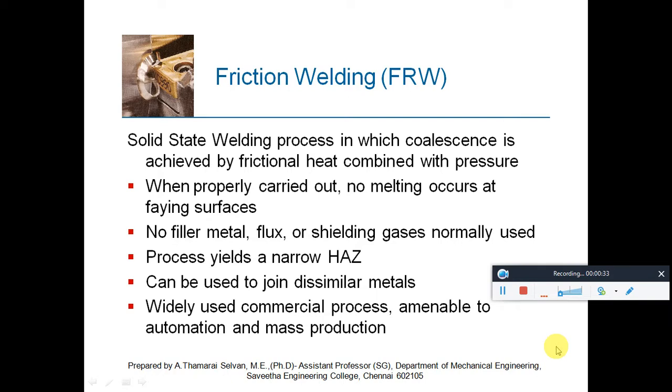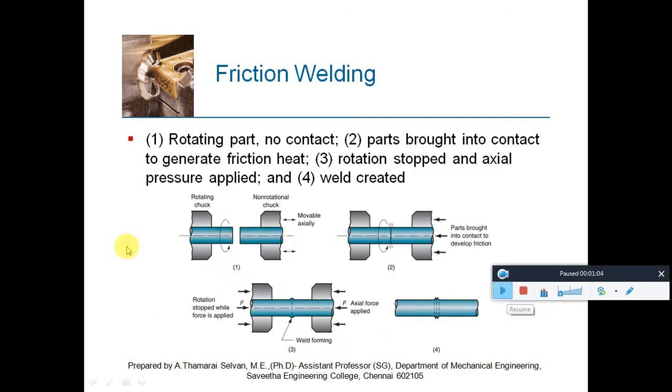When properly carried out, we don't have any melting at the faying surfaces. It does not require any filler metal, flux or shielding gases. Generally, this process yields a narrow heat affected zone. It can be used to join dissimilar metals also. That is a very important point here, and it's widely used for commercial purposes, amenable to automation and mass production also.